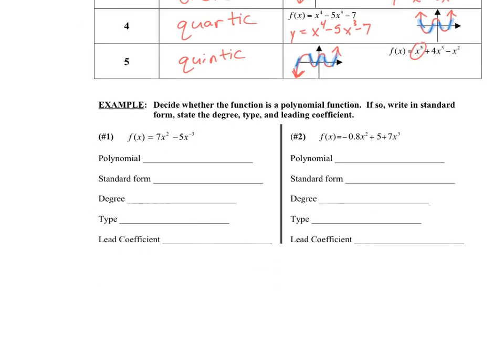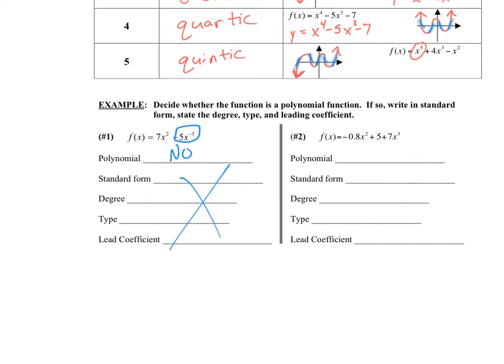And then a couple examples says, decide whether the function is a polynomial function. If so, write it in standard form, state the degree, type, and the leading coefficient. So in number 1, is it a polynomial function? The answer for this is no. And the reason why it's no is because there's a negative exponent. If there is a negative exponent, it is not a polynomial function. Okay, so we're not going to worry about putting in standard form and the degree and all that because it's not a polynomial function. So we're not going to do all that.